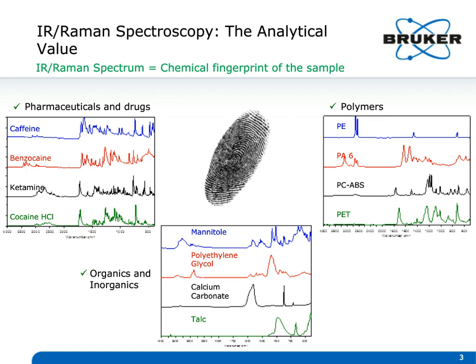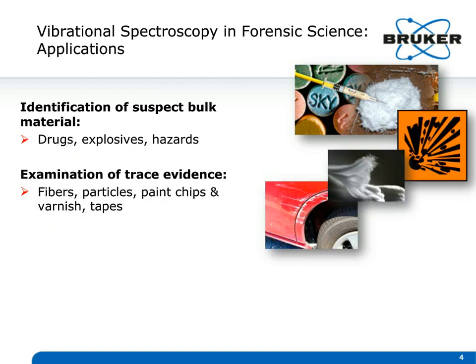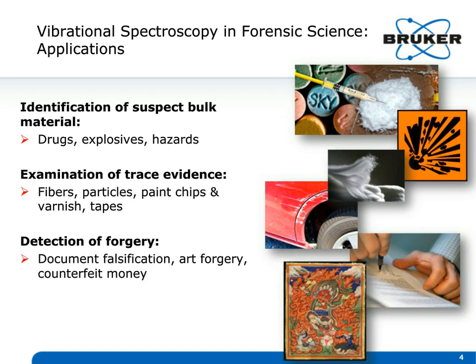And so that is what makes the technique so specific and so desirable to use in a forensics environment. So you can certainly look at drugs, explosives, hazardous materials, and so forth, and with a very robust small spectrometer. You can use infrared or Raman that can go to the crime scene very nicely, quickly and easily. You can look at fibers, particles, paint chips, varnish tapes, documents, and so forth, as we talked about.